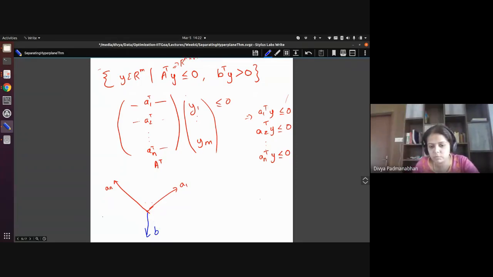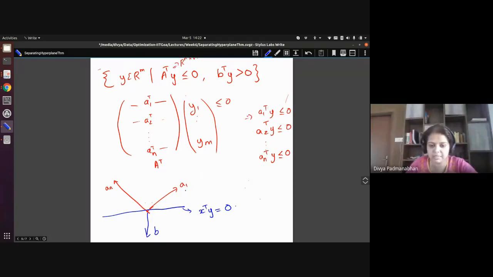In general, if you have a hyperplane, everything on it satisfies x transpose y equal to 0. Anything you take on one side will be either less than or equal to 0 or greater than or equal to 0. So with respect to the hyperplane, they will lie only on one side, because you get two half spaces. This hyperplane divides the entire region into two halves. You can try to verify this.